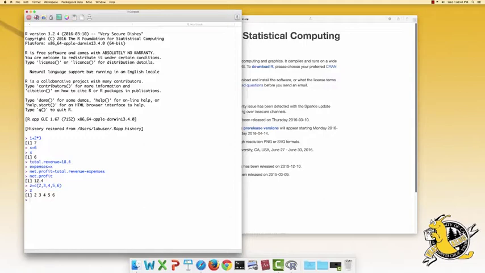We can then use functions to get more information or do analysis on these objects. We can ask, what's the mean or average of the values in z? We can ask, what's the variance of z? Or what's the standard deviation of z, which is the square root of the variance?